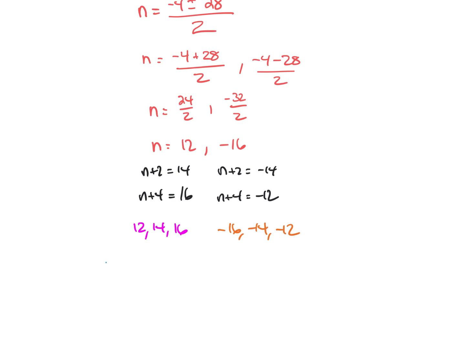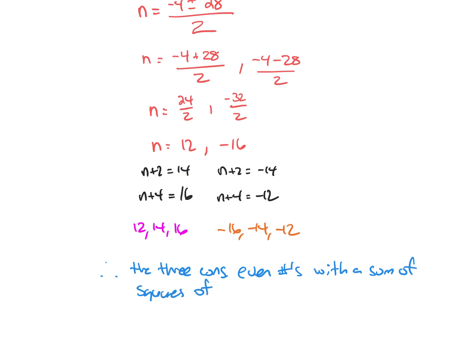Therefore, the 3 consecutive even numbers with a sum of squares of 596 are 12, 14, 16, and minus 16, minus 14, minus 12.